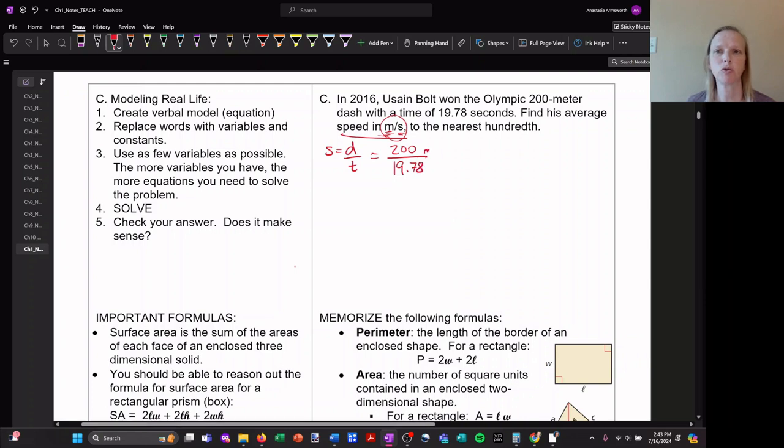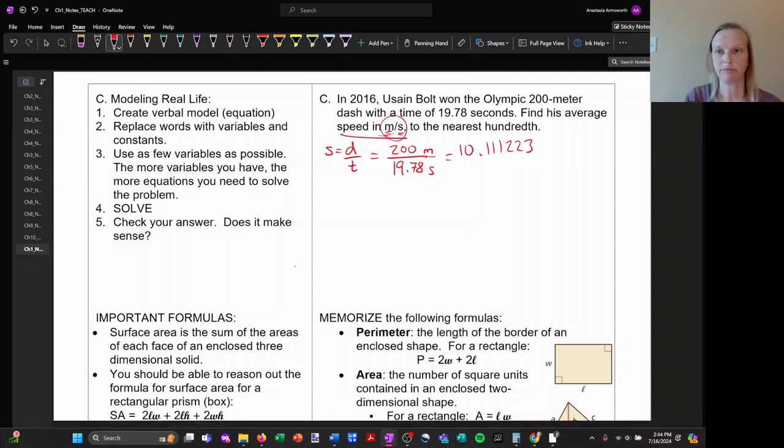19.78. So notice 200 has units of meters, 19.78 has units of seconds. And so my answer here will be in meters per second, meters over seconds. If you punch this into your calculator, you get 10.111223. There are lots of ongoing decimals there.